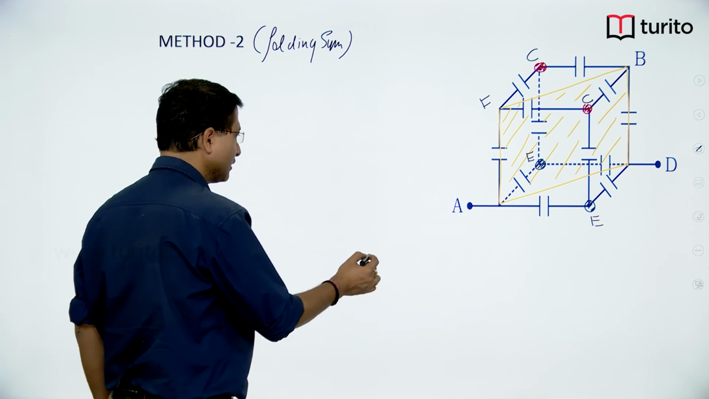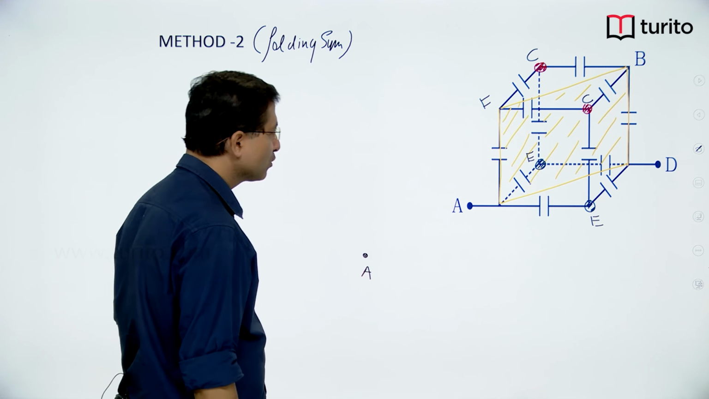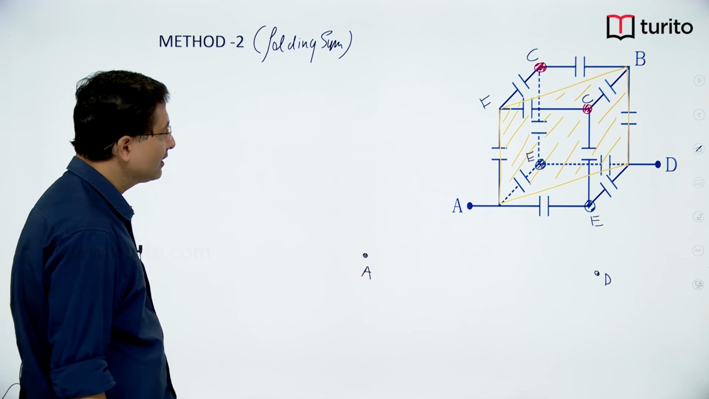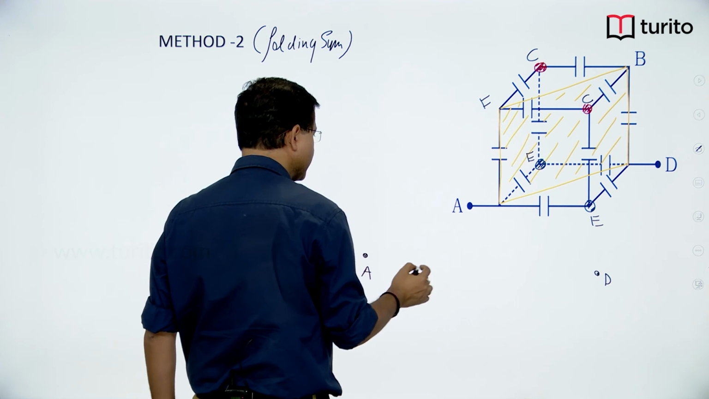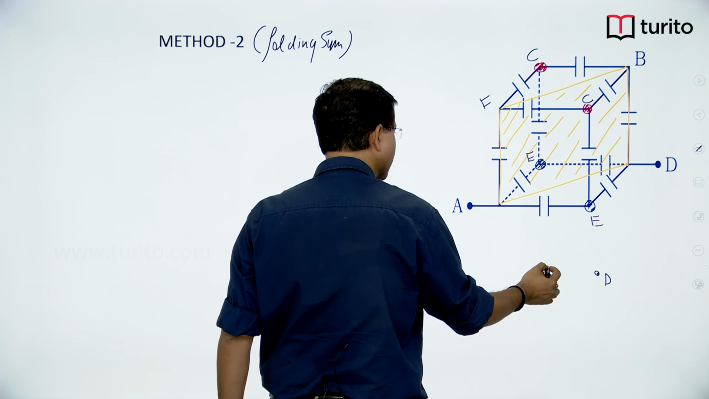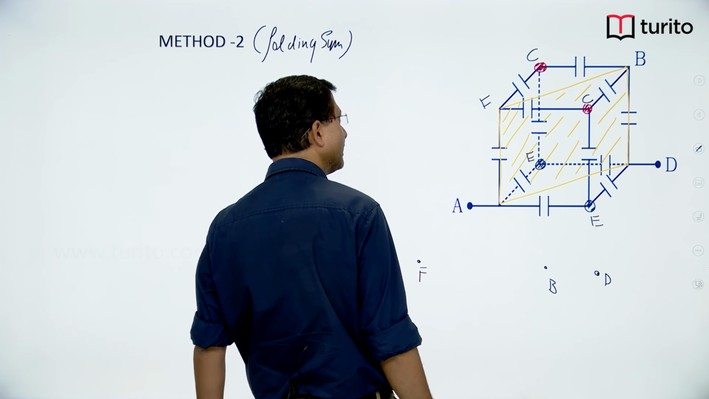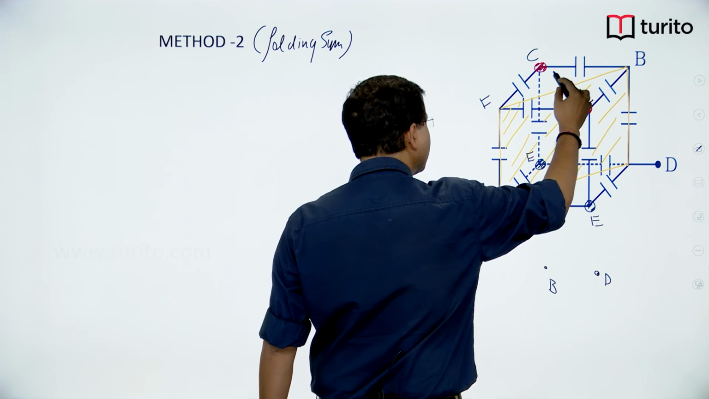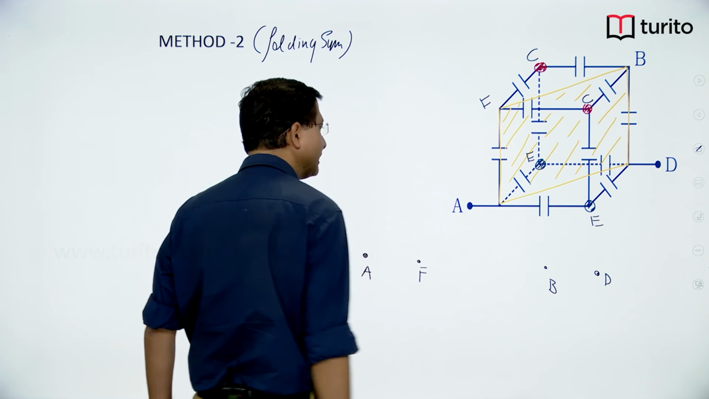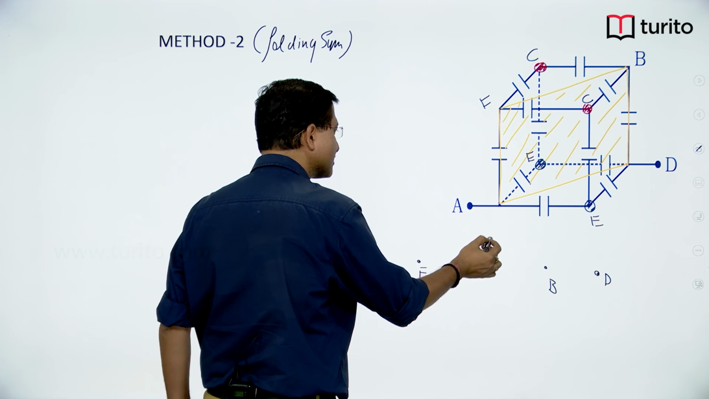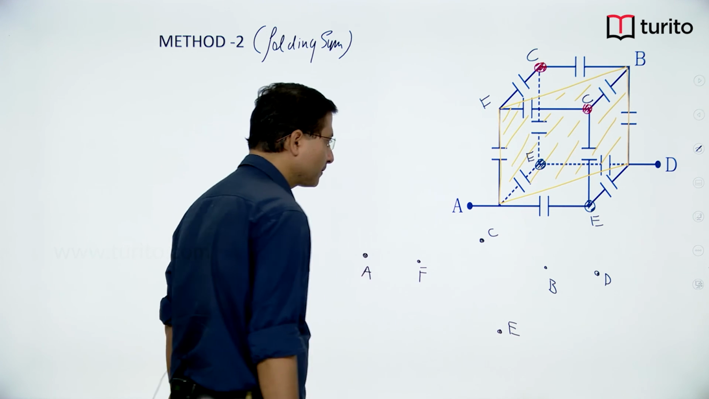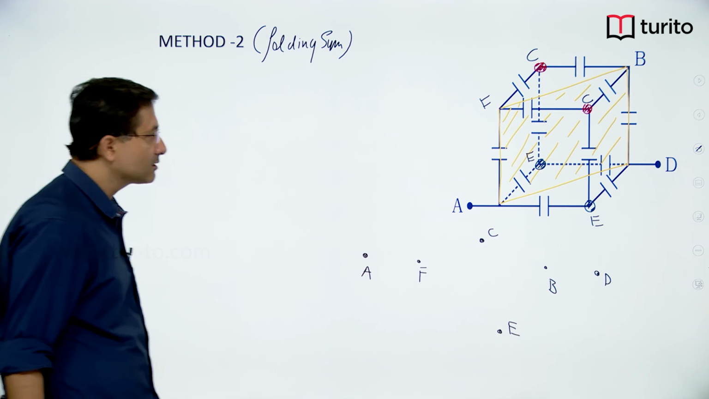So, from A to D I need to reach, with C and E in between. Near A there is F, and near D there is B. C is between F and B, and E is between A and D. So, I will draw C here, and to avoid confusion I will draw E over here. Now, let us start connecting capacitors.